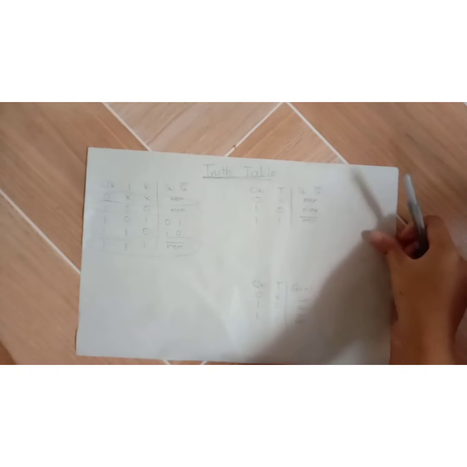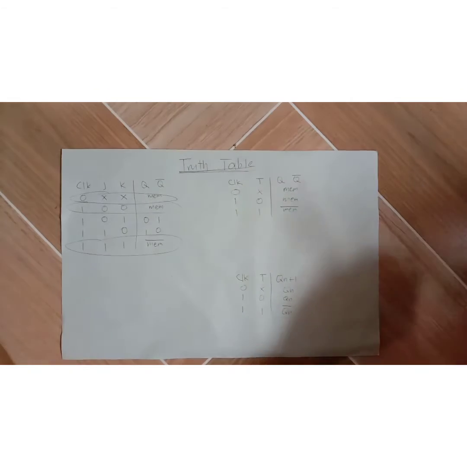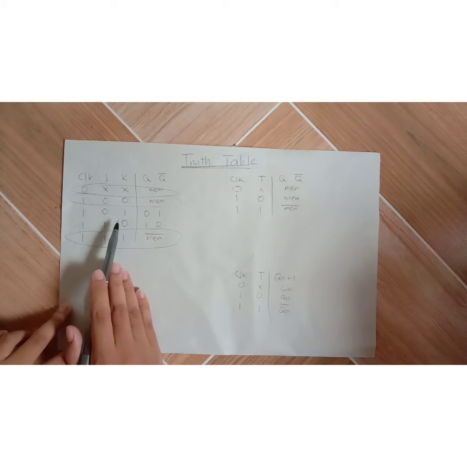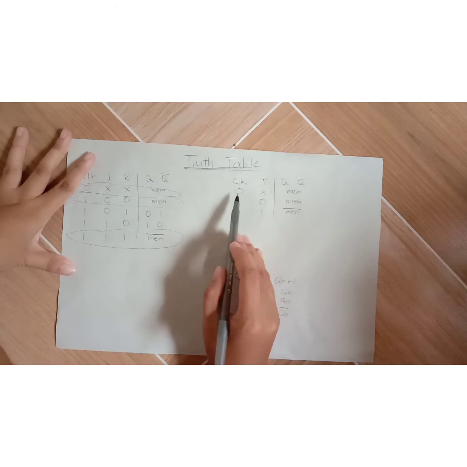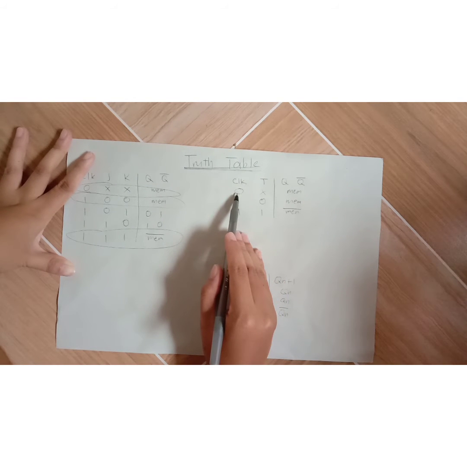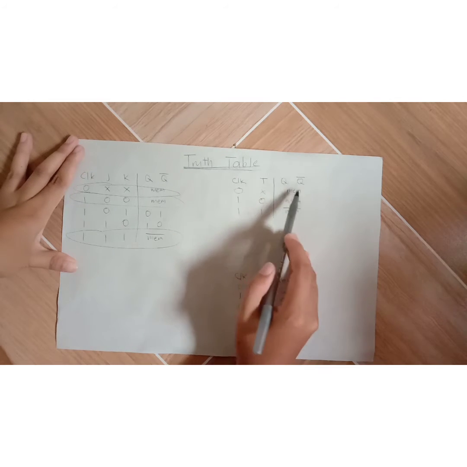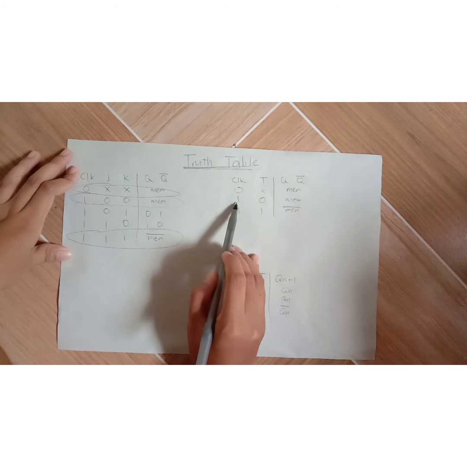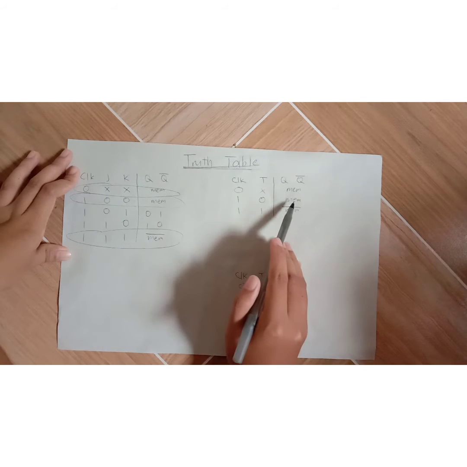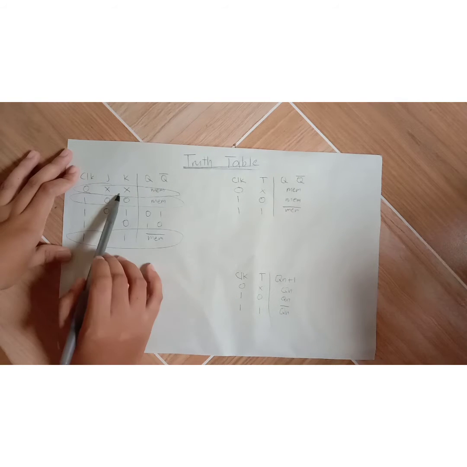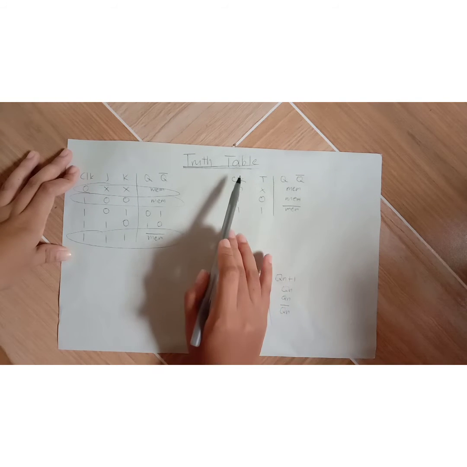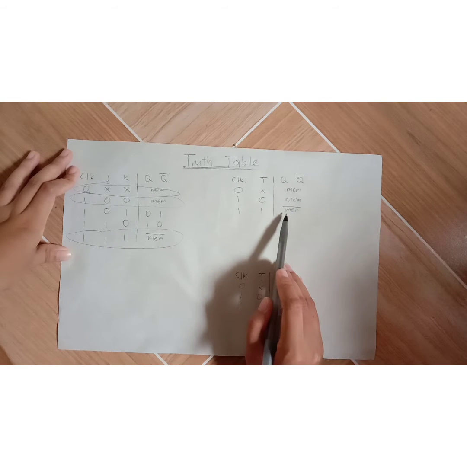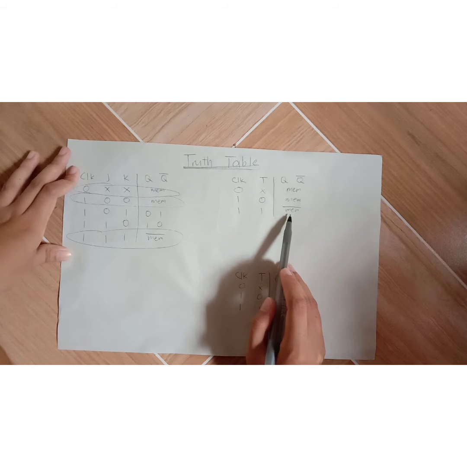Let's proceed with the truth table. T flip-flop truth table was derived from JK flip-flop truth table. As you can see, if the clock is low, then it will be in a memory state, right here. If the clock is high and the T is low, then it will be in a memory state, as you can see here. If the clock is high and the T is high, then it will be a toggling state where the output is complement.